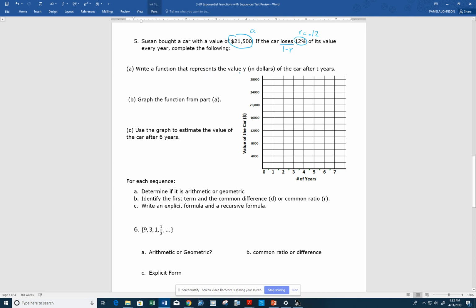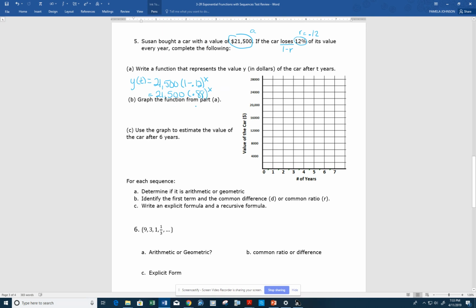The function that represents the value y of the car after t years, so y of t, is going to be 21,500 times 1 minus 0.12 to the x power. We could simplify this subtraction here. So 21,500 times 0.88 to the x power.